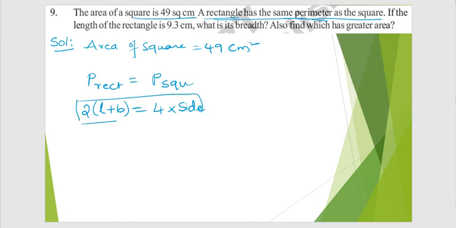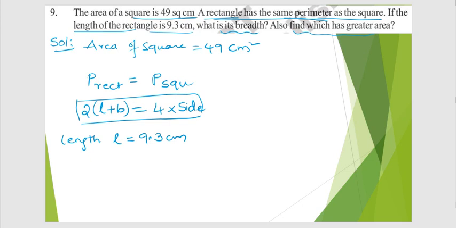Right? Now what is next given? The length of the rectangle is 9.3 centimeters. Right? Length of rectangle, that is L, is equal to 9.3 centimeters. Then he is asking you to find its breadth as well as which has the greater area. So how can we say which has greater area? Here we need to find out both the areas, otherwise we cannot compare.